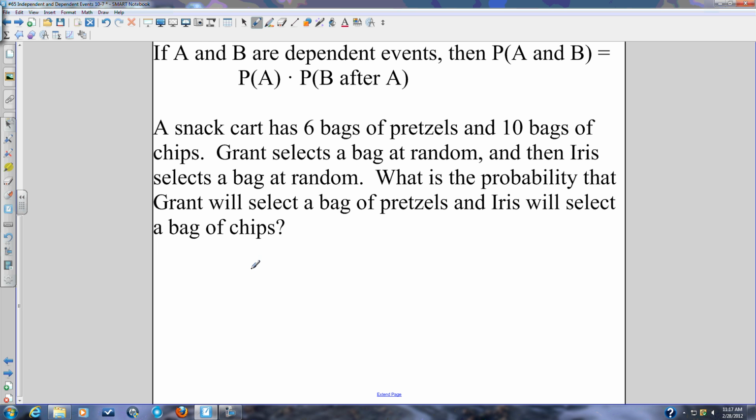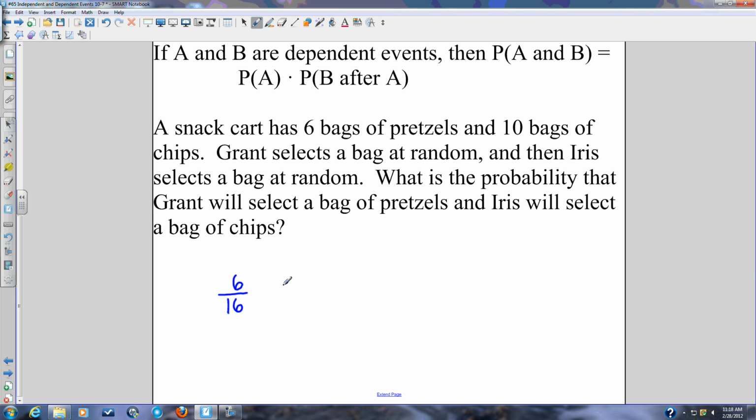A snack cart has 6 bags of pretzels and 10 bags of chips. Grant selects a bag at random, and then Iris selects a bag at random. What is the probability that Grant will select a bag of pretzels and Iris will select a bag of chips? Well, let's think about it. When Grant goes to select his particular snack bag, there are a total of 16 bags of snacks on the cart. He selects a bag of pretzels, and there are 6 of those. So the probability of selecting the bag of pretzels is 6 out of 16.